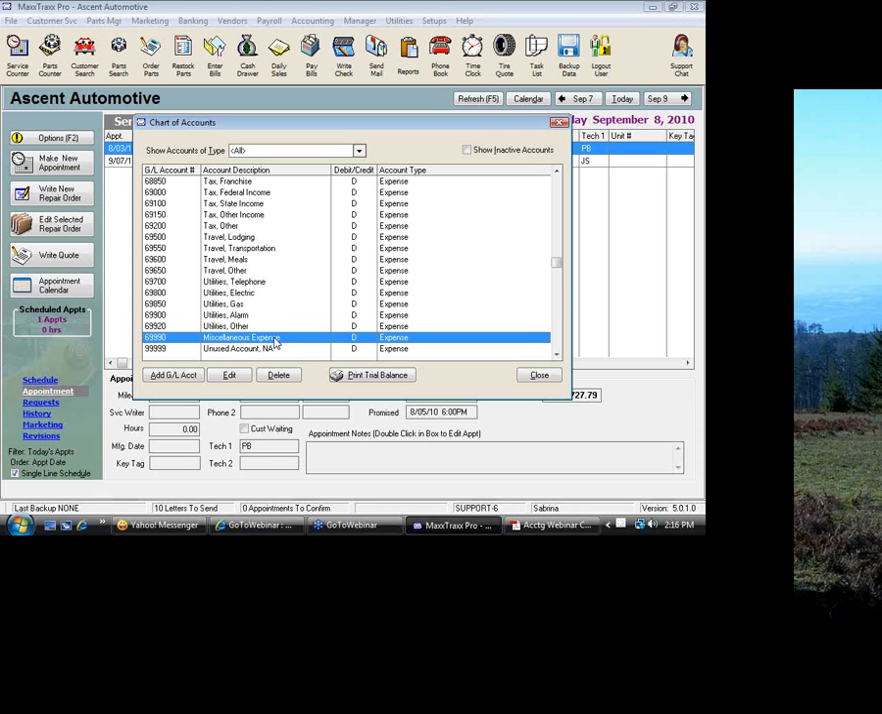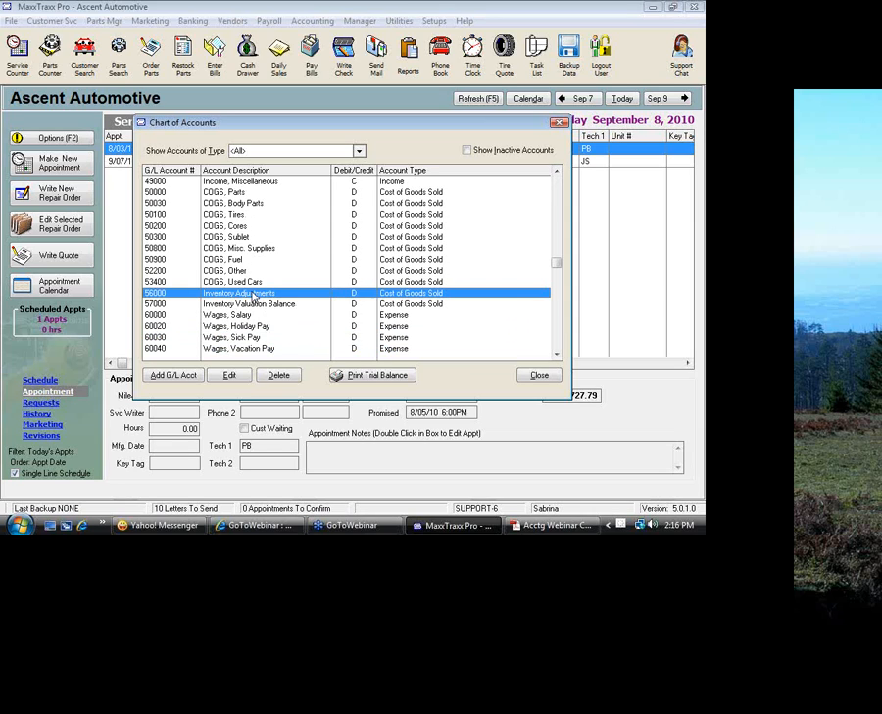Question. The inventory valuation that shows under cost of goods, is that a manual posting? Is it us manually bringing our inventory back in line with our general ledger, or what? How's a number getting in there? Did you say inventory valuation or inventory adjustment? No, inventory valuation. Oh, the inventory valuation balance.